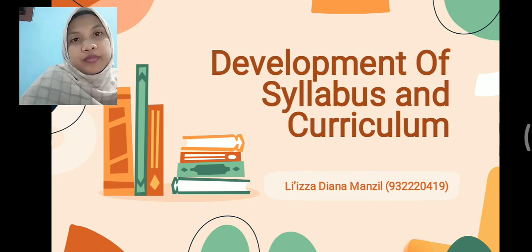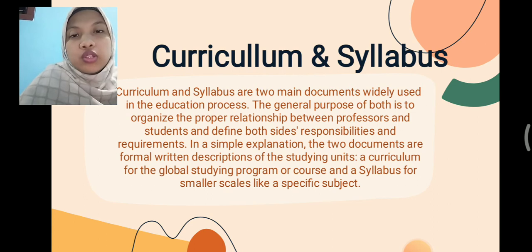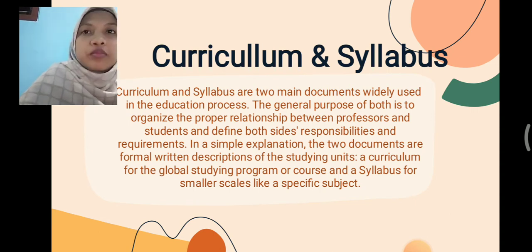Here I want to explain to you about development of syllabus and curriculum. For the first, what is curriculum and syllabus? Curriculum and syllabus are two main documents widely used in the education process. The general purpose of both is to organize the proper relationship between professor and students and define both sides' responsibilities and requirements. In a simple explanation, the two documents are formal written descriptions of the studying units, a curriculum for the global studying program or course, and a syllabus for smaller scales like a specific subject.